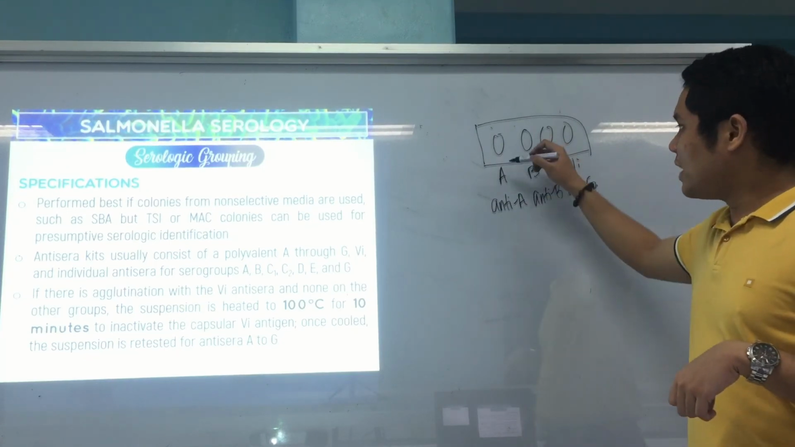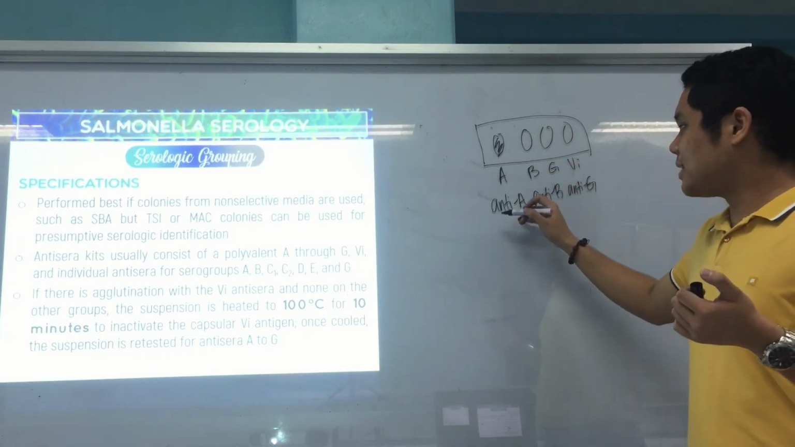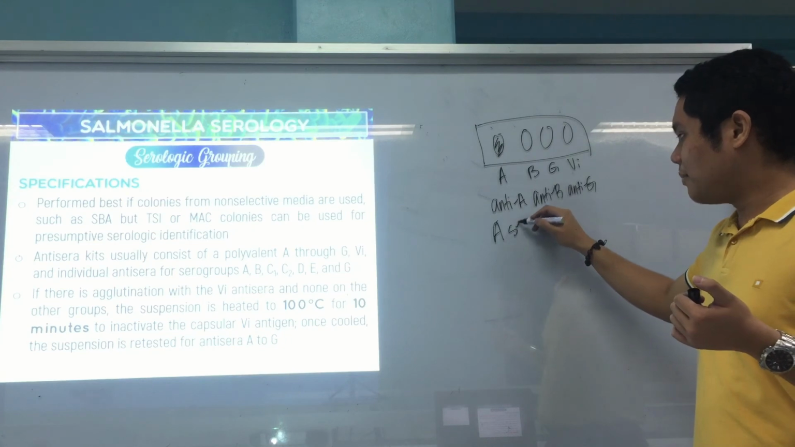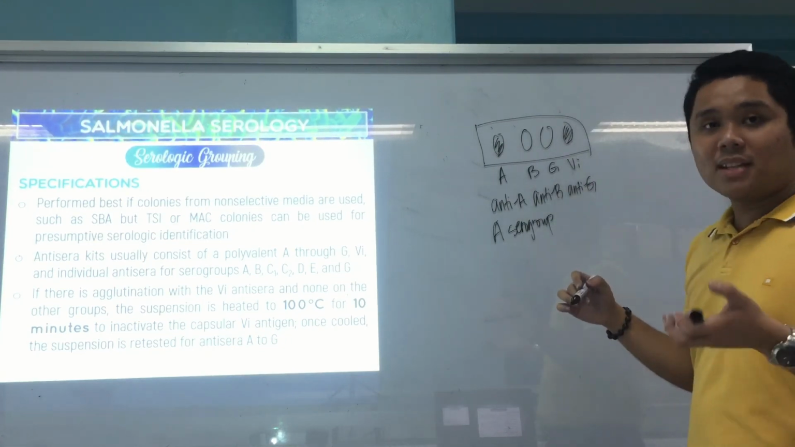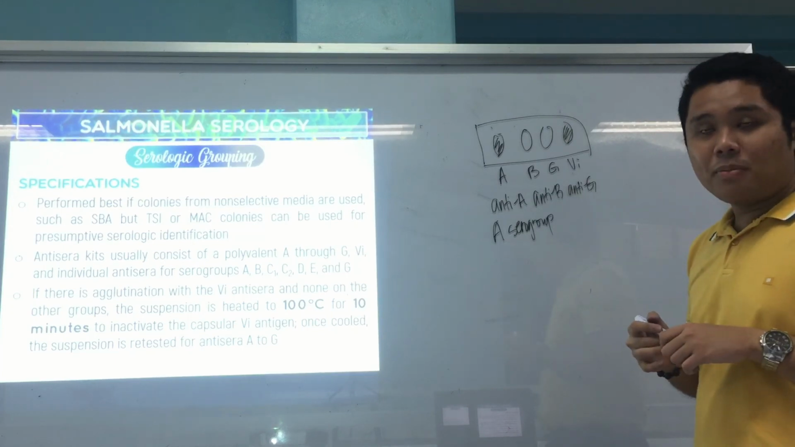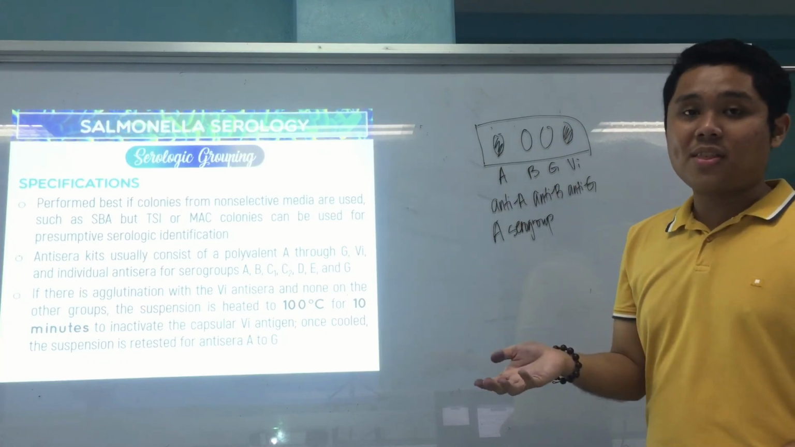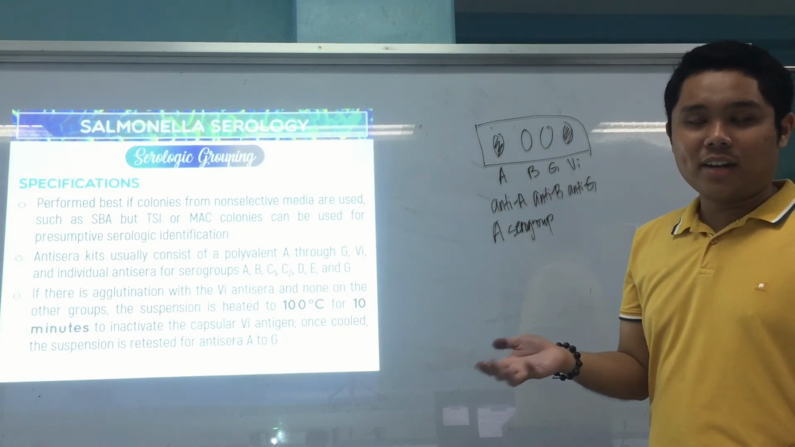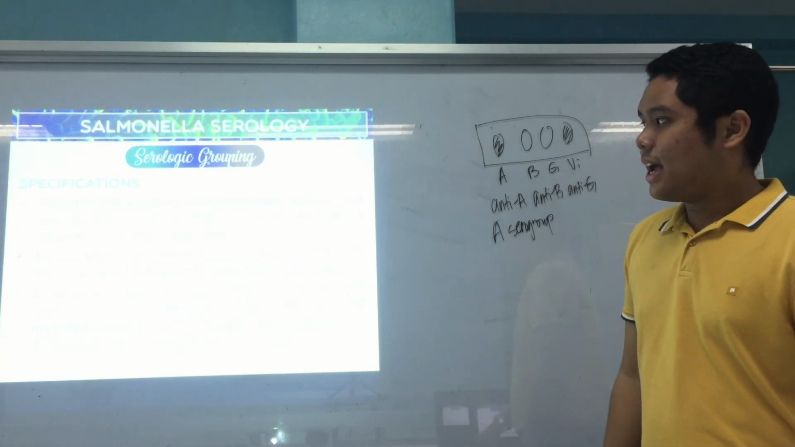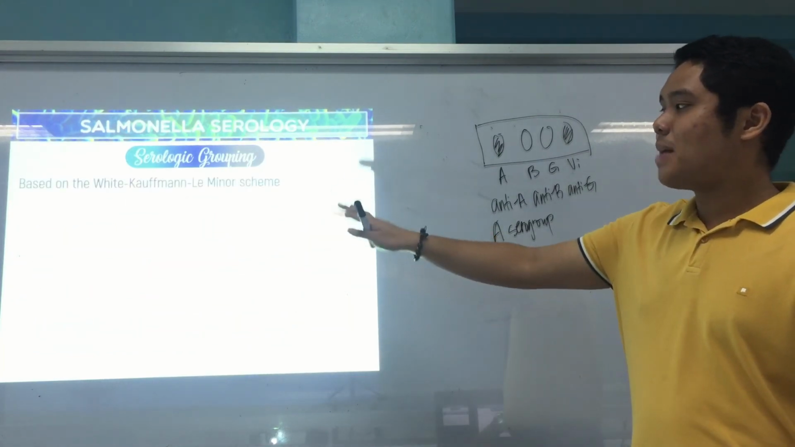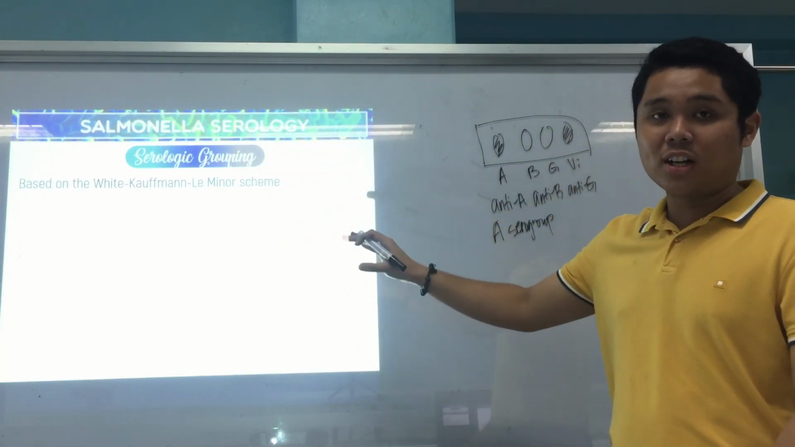If it agglutinates when you add the bacterial suspension, it means it's part of the A serotype or serogroup. And if it agglutinates with the VI, it means you need to heat the sample because the VI antigen will interfere with your O antigen. So that's how you perform the serological grouping. The results are based on the White-Kauffmann-Le Minor scheme, which is your basis for serological grouping.